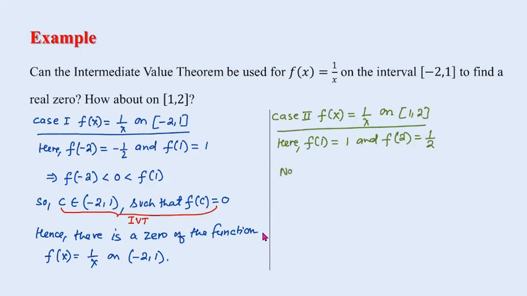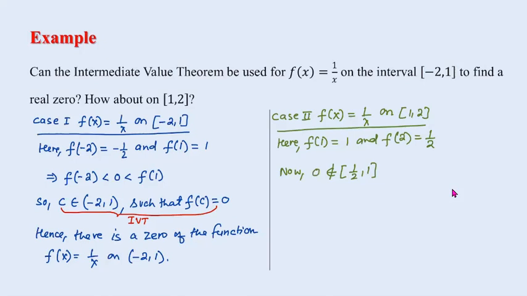Now you can clearly see 0 is not between these two values. One value is 1 and the other one is 1 over 2. So 0 does not lie in this interval of the function values. Between -1 over 2 and 1, we have a 0 there, so the theorem works. But here, between 1 over 2 and 1, we don't have the 0. That means the intermediate value theorem cannot be used.